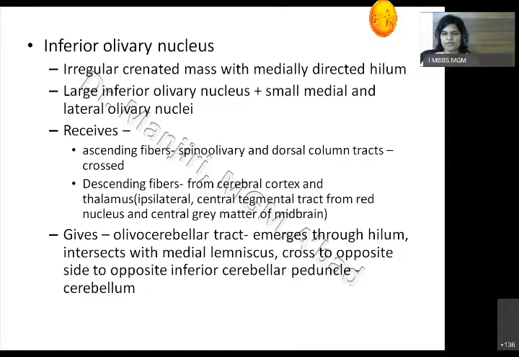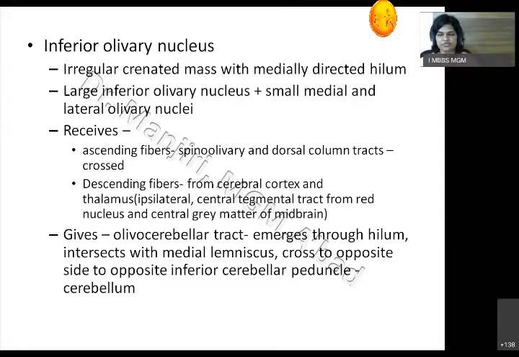So descending fibers. So it receives fibers from the higher center as well. So it is coming from cerebral cortex and thalamus, which will be ipsilateral because lower down they are going to cross. Then also from central tegmental tract and red nucleus, which we will see in the midbrain and other structures, as well as from central gray matter of the midbrain. So the central tegmental tract is called as fibers coming from the red nucleus and central gray matter of midbrain. Okay. So these are the descending fibers.